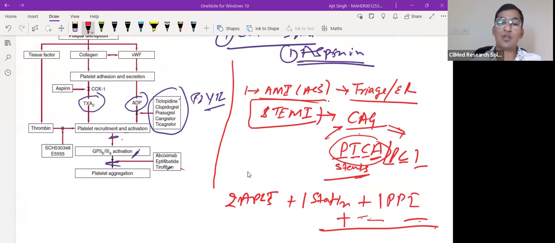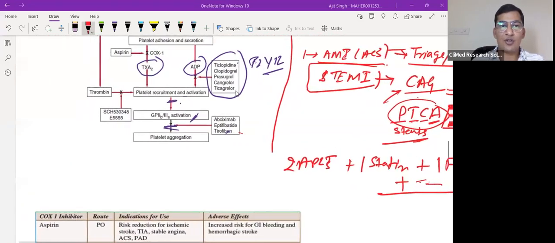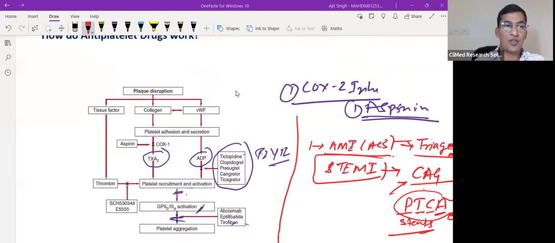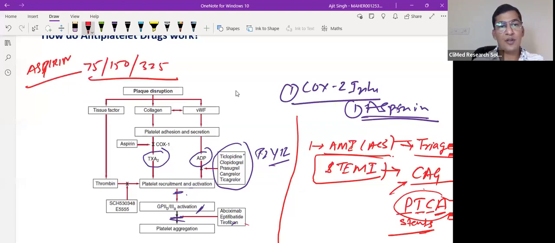So of the two antiplatelets, the first is aspirin. What should be the dose of aspirin right at that time? 325 mg, or 75, or 150? Guys, choose out of these three. I'm talking about the aspirin dose here. 75 or 150 or 325. What is the aspirin dose?